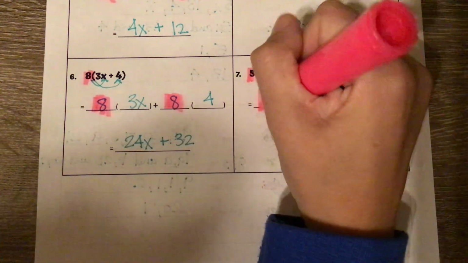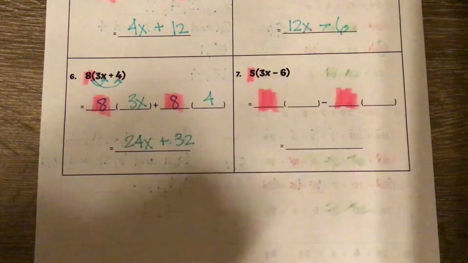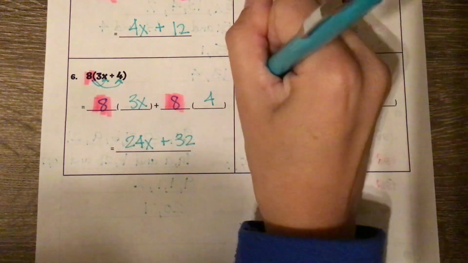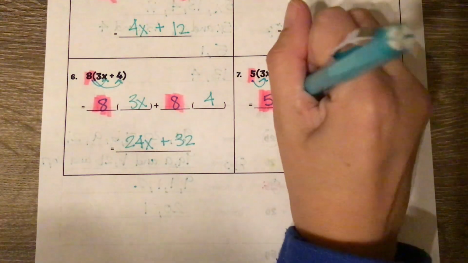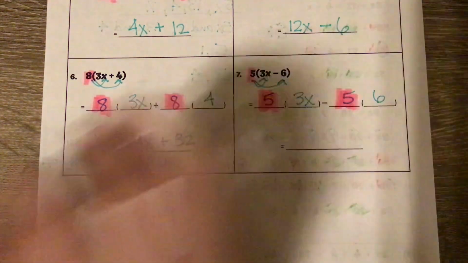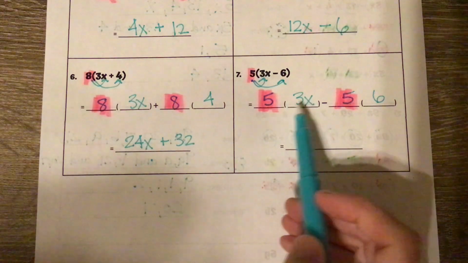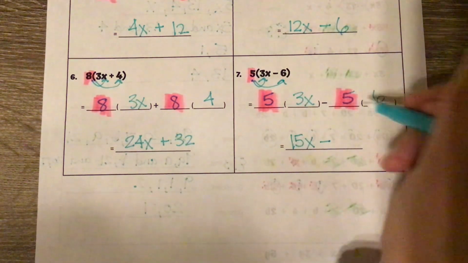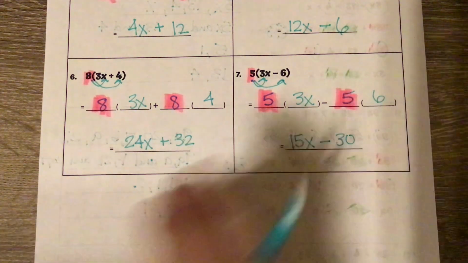And then the last one, we're taking 5, which is on the outside. That's being multiplied by both terms on the inside. So 5 times 3x, and our second term, 5 times 6. So 5 times 3x, 5 times 3 is 15x, minus 5 times 6 is 30.